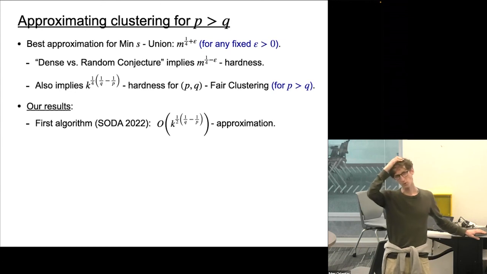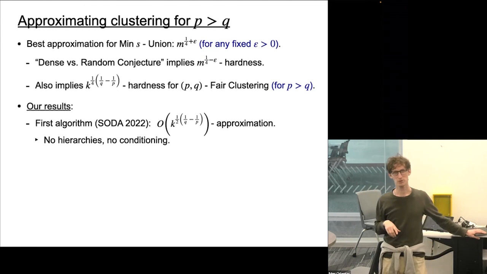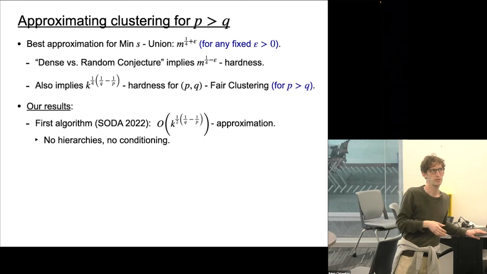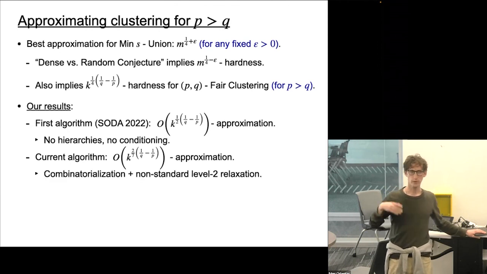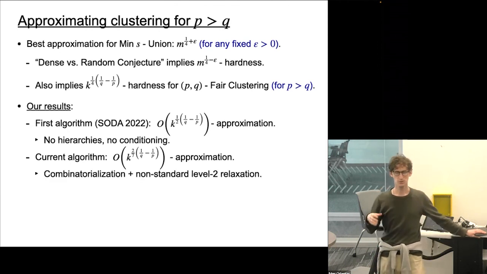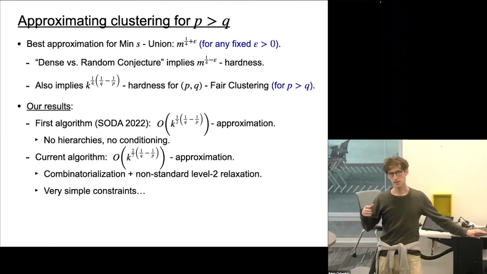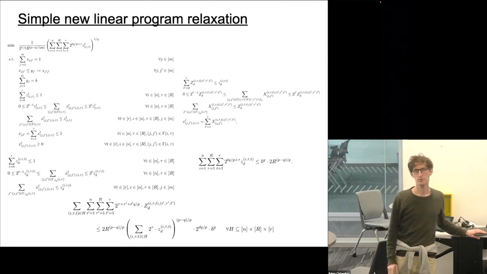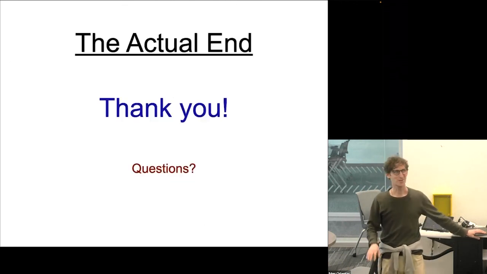So where we published this, we had k to the 1/2 times this thing that I showed before, and the truth should be 1/4 or somewhere in between. And after that, we were able to bring it down a bit with, like I said, this discretization or combinatorialization of Sherali-Adams like LPs. And the constraints are even simpler than what I showed before. And this is the actual end of the talk.